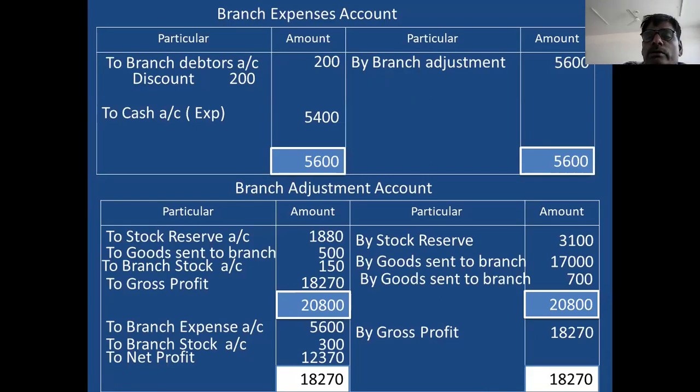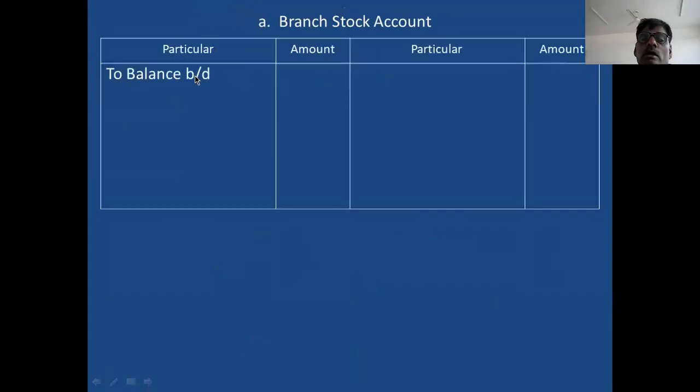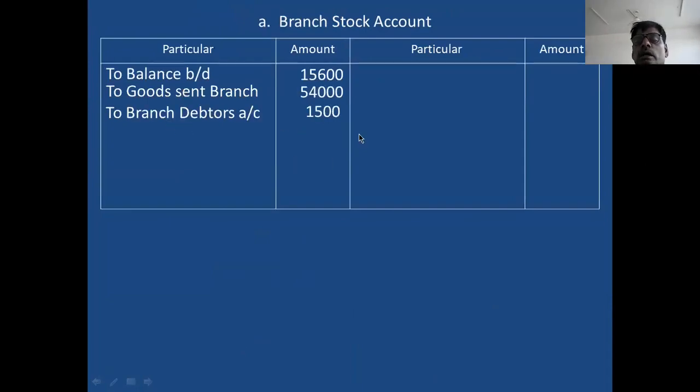Come to the Nellikeri branch. Ledger accounts in the books of Nellikeri branch. You write the heading Nellikeri branch. Branch stock account. To balance brought down, to goods sent to branch, to sales return. Okay. Credit side, sorry, branch adjustment account surplus. Surplus 300 is there. These are the 4 items: opening stock, goods sent to branch, sales return, surplus.